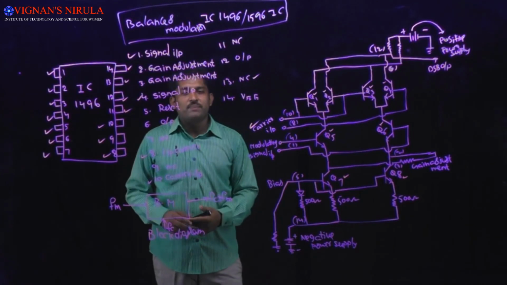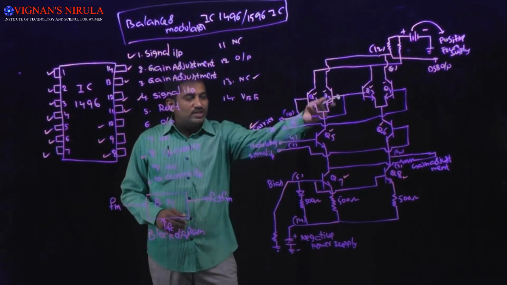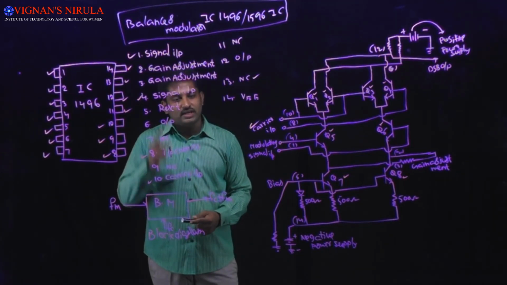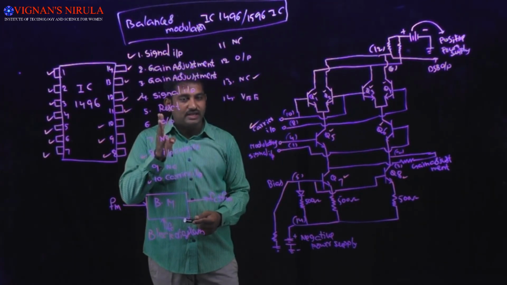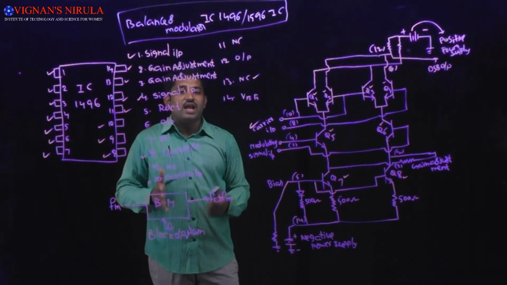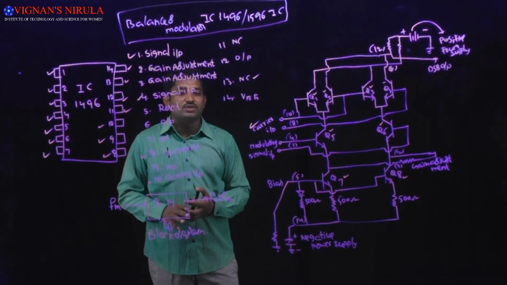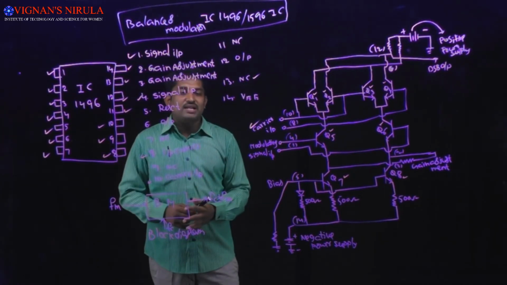Now the applications of IC 1496: the first is used as a balanced modulator, the second is used as an AM detector, the third is used as an AM modulator, the fourth is used as a product modulator, the fifth is used as a mixer also, and last but not least, the sixth is used as a frequency doubler. In all these applications, we are using balanced modulators.